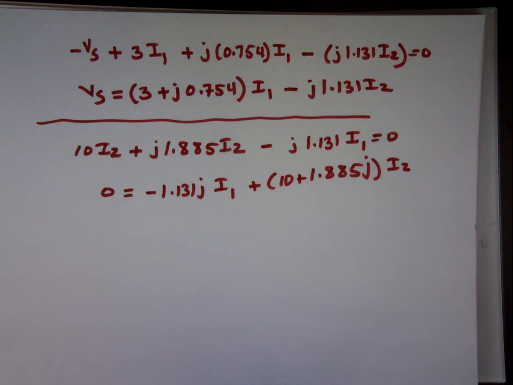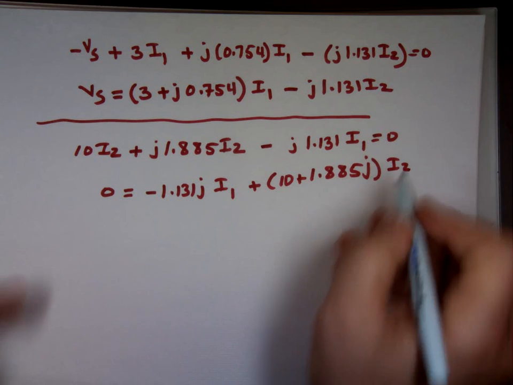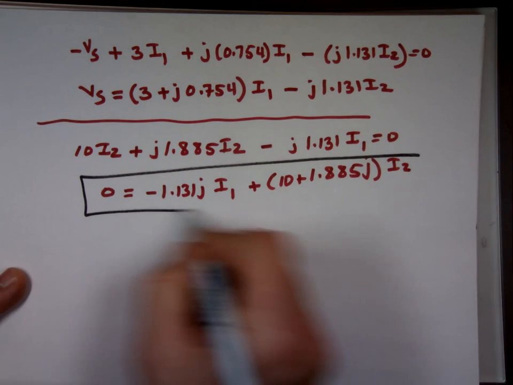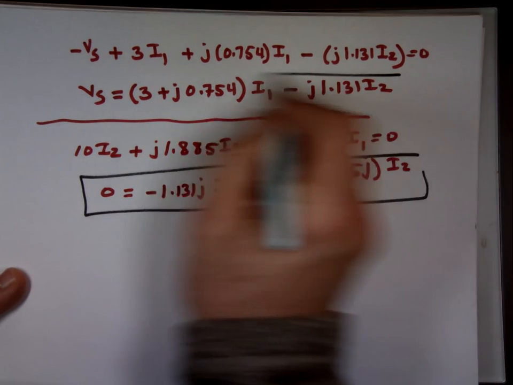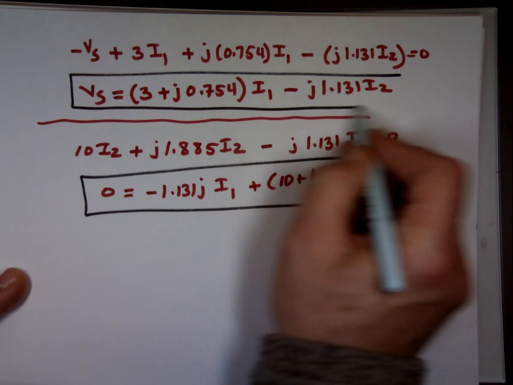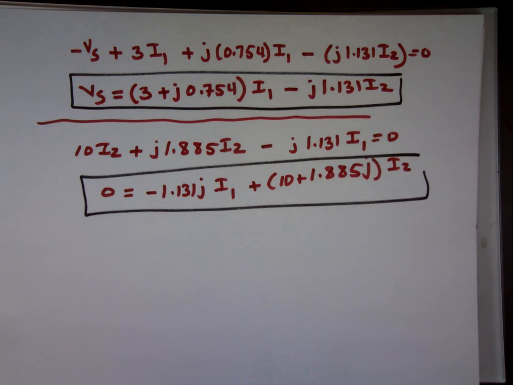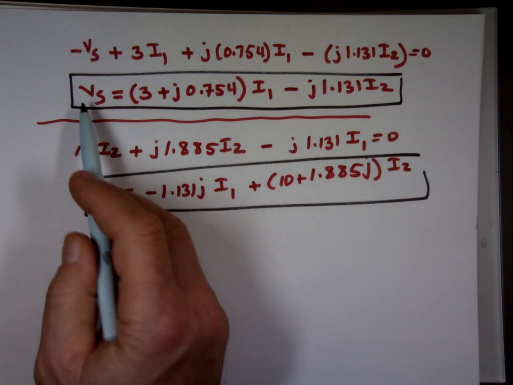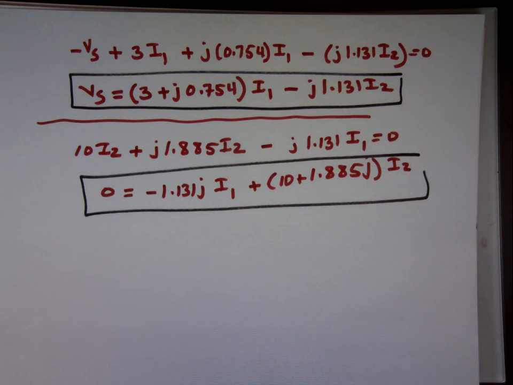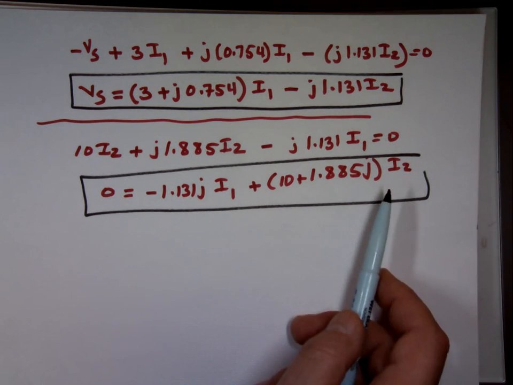Now I get two equations by two unknowns. For this, they just said set them up, don't solve them. But if you want to solve them, you need to know what Vs is. If you know Vs, you have two equations by two unknowns, I sub 1 and I sub 2. Solve for I sub 1 in terms of I sub 2, use substitution, and you get your answer.